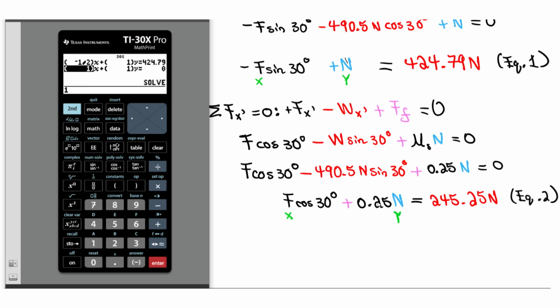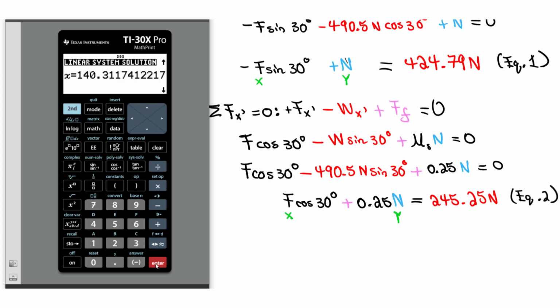We do the same thing for equation 2. So for this, it's positive F, which is the x value, cosine of 30. So you do just cosine of 30. Then you do plus 0.25. So the plus is fine. And this is 0.25 times y, which is the N value, the normal force, equals 245.25, which is this value. Okay, so we have everything.